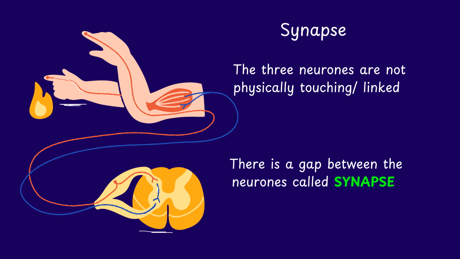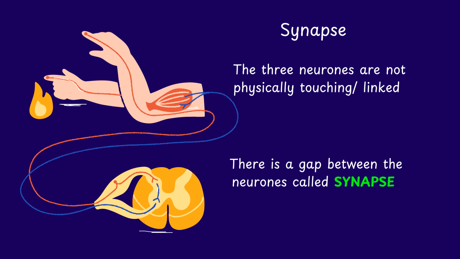And lastly is the motor neuron. The motor neuron transmits the electrical impulse away from the CNS towards the effector. And in this case, the effector is a muscle. And remember, muscles, what they do, they contract.